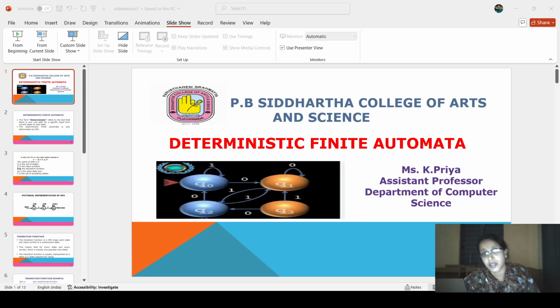How does a DFA process a string? We have the three states q0, q1 and q2. Using this DFA diagram, we have to process the string a, b, b. Here we are taking the input string a, b, b.